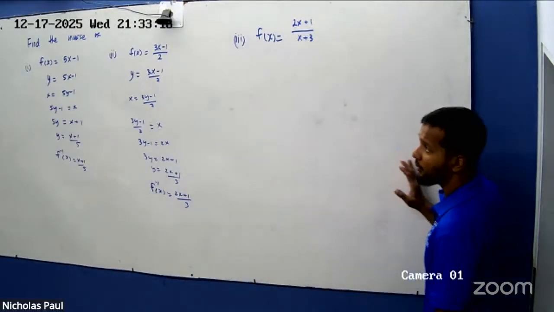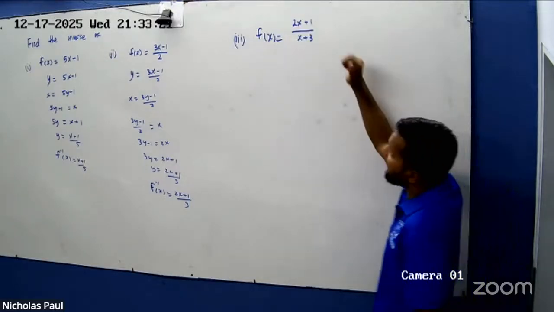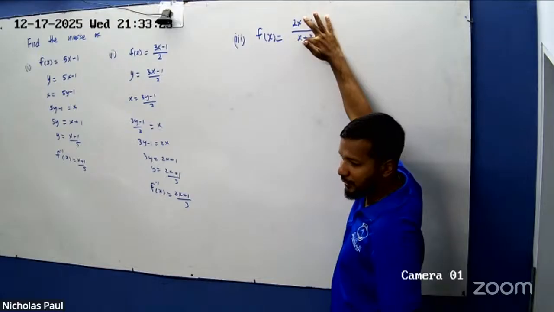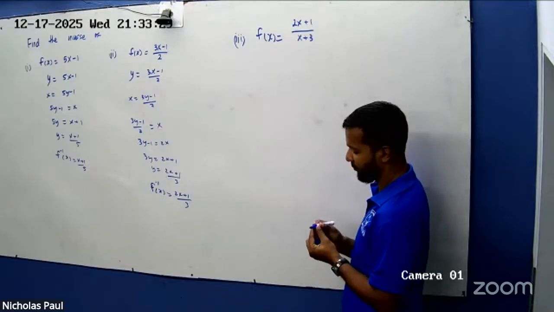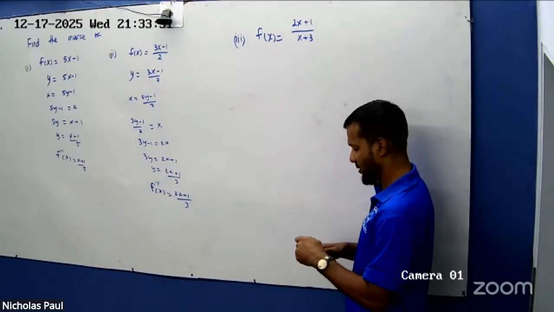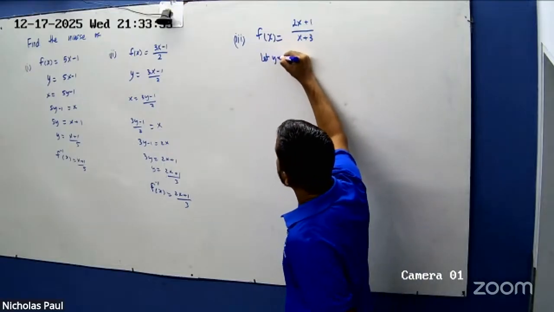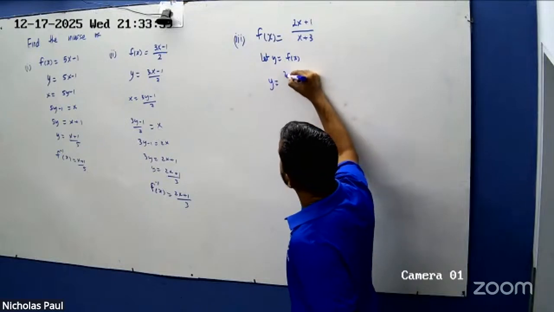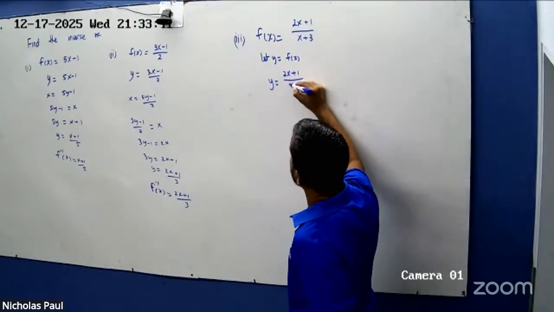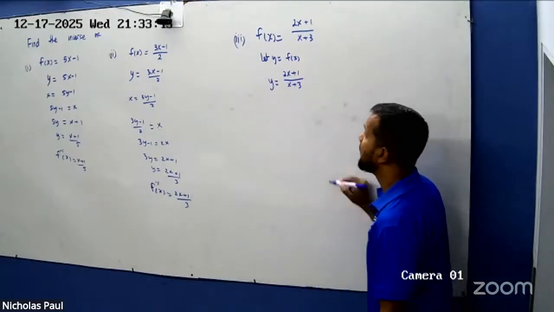So I'm going to do this one for you. The problem with this is that we have two x's, so it's a little bit harder to make it the subject of the formula. So watch this here. First step, let y equal f of x. So y is equal to (2x plus 1) over (x plus 3). That's step 1.